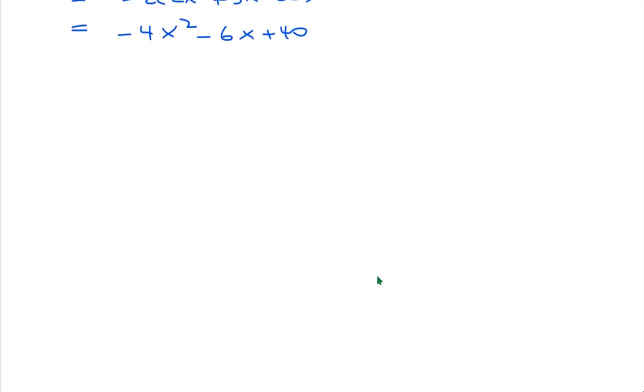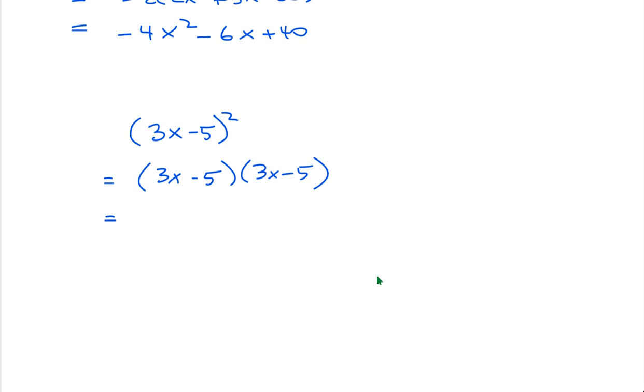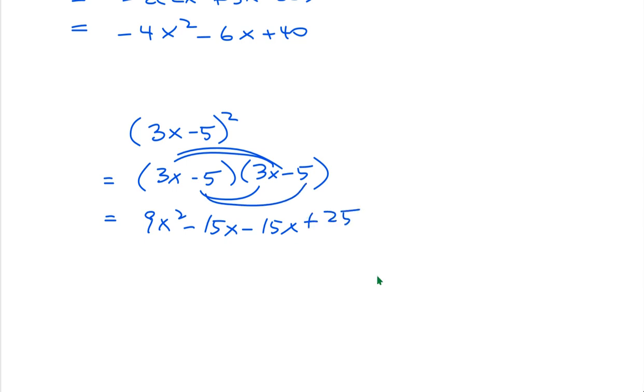Your very last example is what happens if I have a bracket that looks like this, 3x minus 5, the whole thing squared. Right? So we know when a number is squared it means it's times itself. So that's the same as 3x minus 5 times 3x minus 5. And so we'll do the same thing, 3x times 3x, 9x squared. 3x times negative 5 is minus 15x. Negative 5 times 3x is minus 15x. Negative 5 times negative 5 is plus 25. 9x squared minus 30x plus 25.